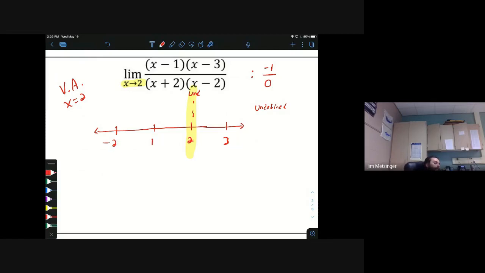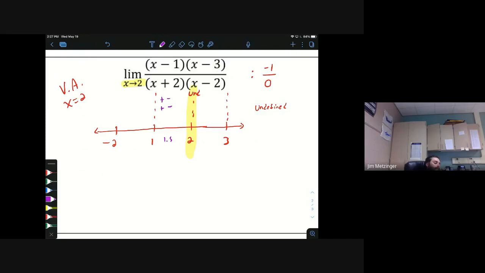So what I'm going to do is pick a number inside of this interval like 1.5. Put it in for x. Tell me if it's positive or negative. 1.5 minus 1, positive. 1.5 minus 3, negative. So I got positive times negative over 1.5 plus 2 is positive, 1.5 minus 2 is negative. That is going to be a positive. Guess what you just figured out?